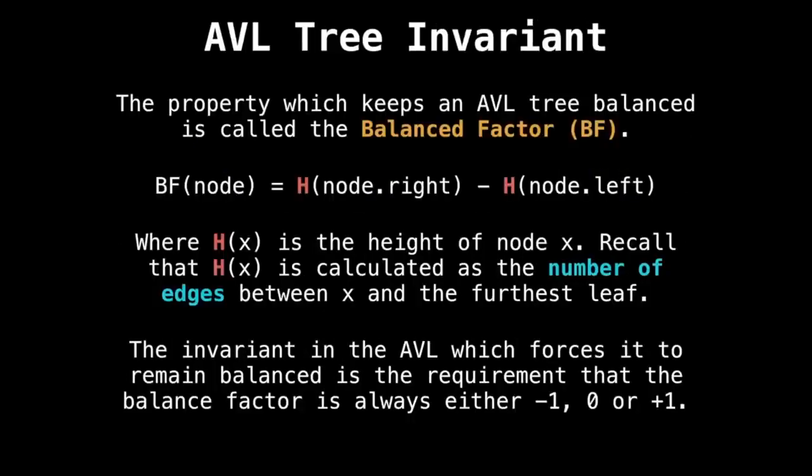What you need to know about next is the property that keeps the AVL tree balanced, and this is the balance factor. Simply put, the balance factor of a node is the difference between the height of the right subtree and the left subtree. I'm pretty sure the balance factor can also be defined as the left subtree height minus the right subtree height, but don't quote me on this.